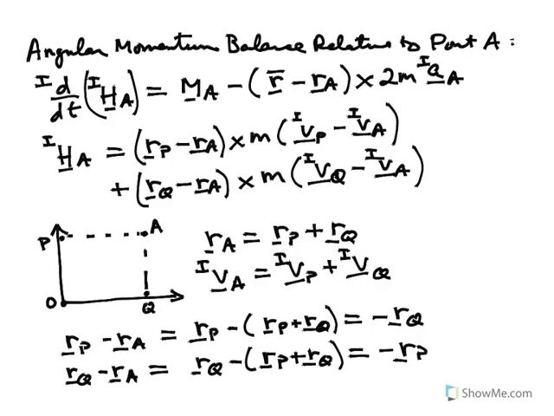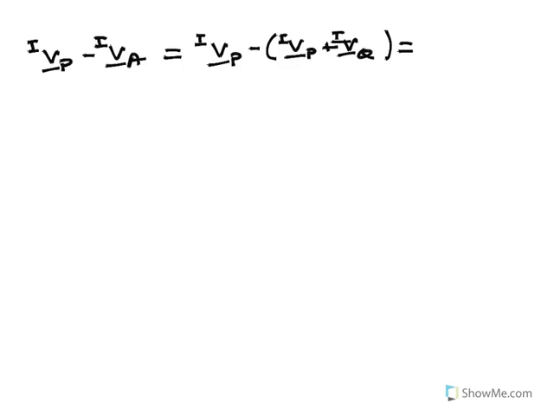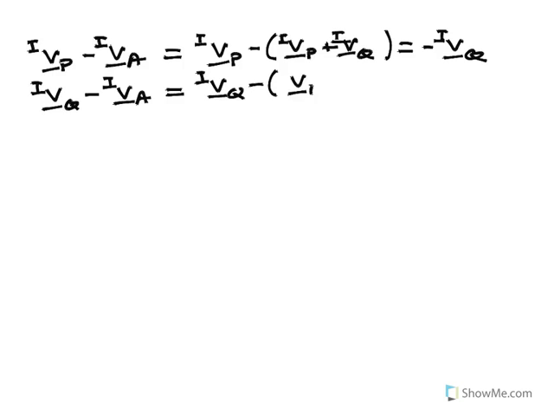And then the same thing goes for the velocity. The velocity of P in I minus the velocity of A in I is equal to the velocity of P in I minus the velocity of P in I plus the velocity of Q in I, which is equal to minus VQ in I. And the velocity of Q in I minus the velocity of A in I is equal to the velocity of Q in I minus the velocity of P in I plus the velocity of Q in I, which is equal to minus the velocity of P in I.